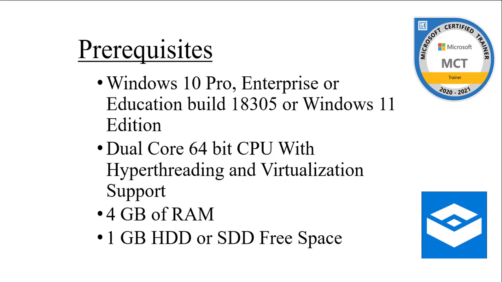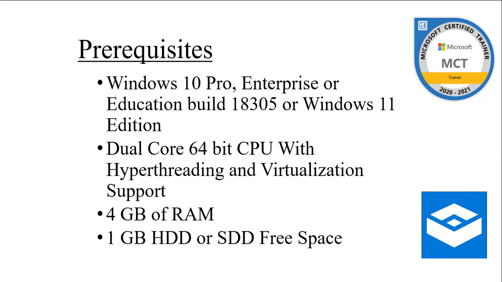When it comes to RAM, you need a minimum of 4 GB RAM to use Windows Sandbox, right? But 8 GB is recommended. So the system that we're going to use to demo Windows Sandbox for the first time on uComputing's YouTube channel is running 8 GB of RAM, right? When it comes to hard disk space, you need a minimum of 1 GB of hard disk free space or SSD free space before you can enable and use Windows Sandbox.